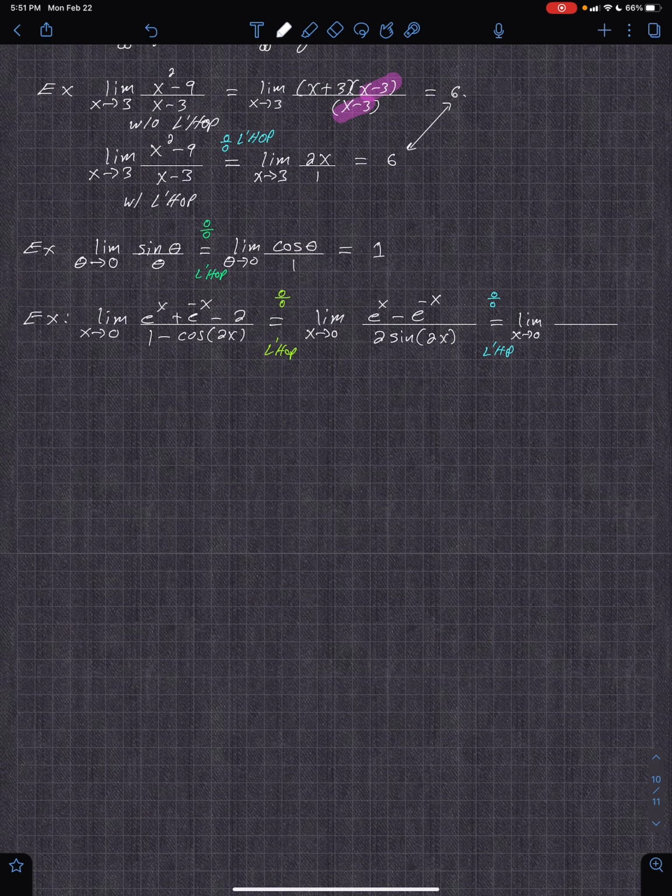Derivative of e to the x is e to the x. And then minus minus becomes plus e to the negative x. Derivative of sine is cosine, so you end up getting 4 cosine 2x. Substitute in and you get 1 plus 1, so you get 2 over 4, which is a half. So this is one of those cases where you apply L'Hopital's rule twice, and you may have to keep going a number of times in applying L'Hopital's rule.